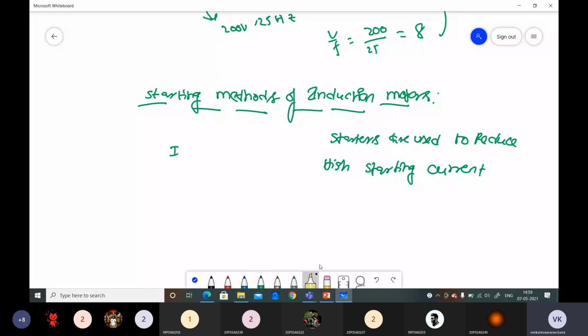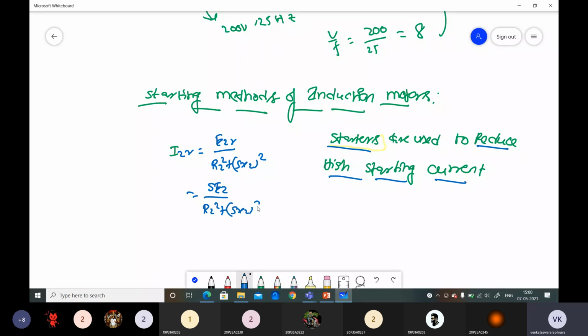So here the purpose of starters is to reduce high starting current. You know the formula for rotor current under running condition: I2R equal to E2R by square root of R2 square plus (S X2) whole square. So this is S E2 by R2 square plus (S X2) whole square. This is X2R.